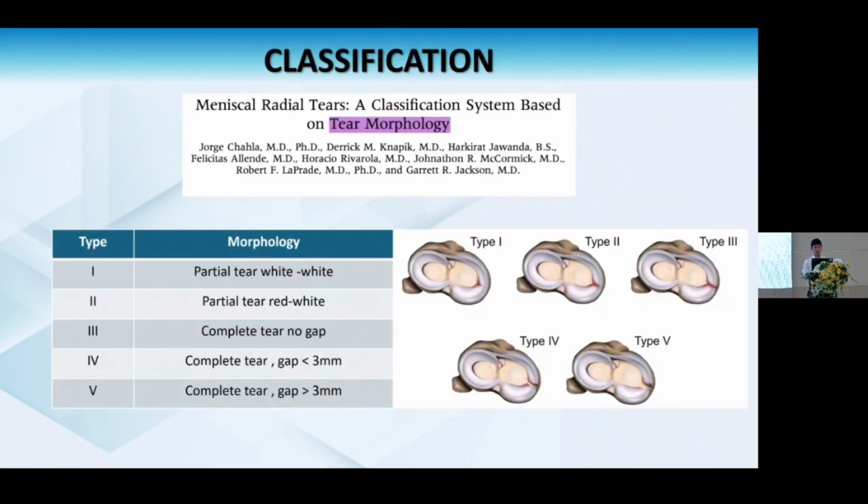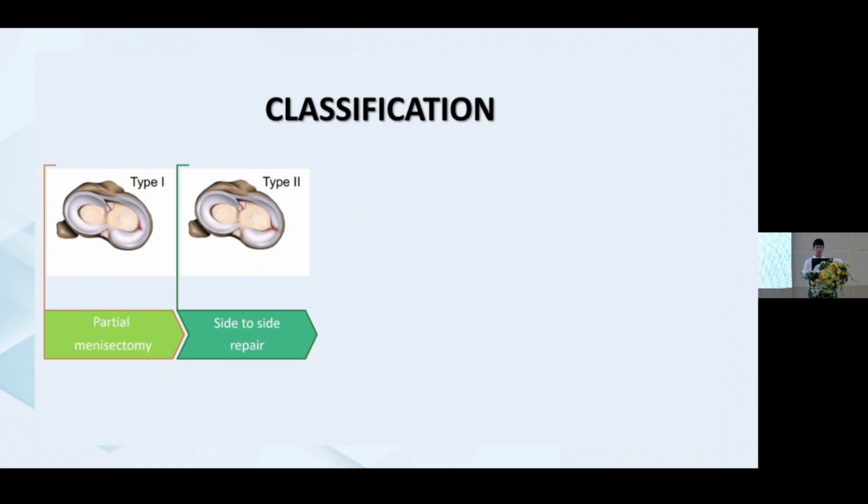And lastly, George and Laplace proposed a classification that guides the treatment, divided into 5 types: the partial tear, white zone; partial tear, red-white; complete tear with no gap; complete tear with gap less than 3 millimeters; and complete tear with gap more than 3 millimeters. For the first type, you can use partial meniscectomy in the white zone, and for the red-white zone partial tear, you can do just the side-to-side repair.